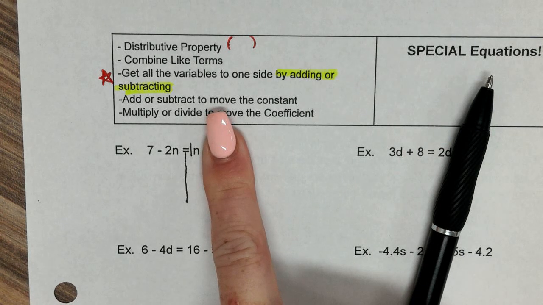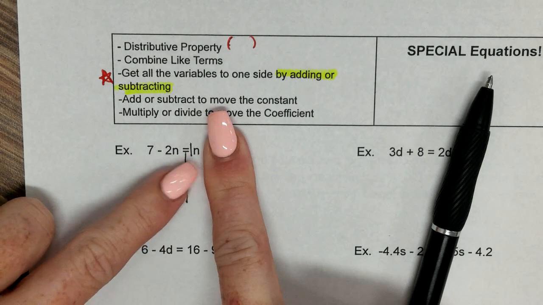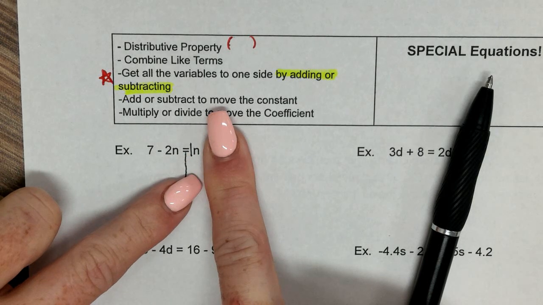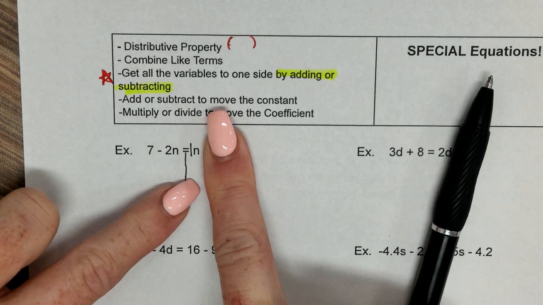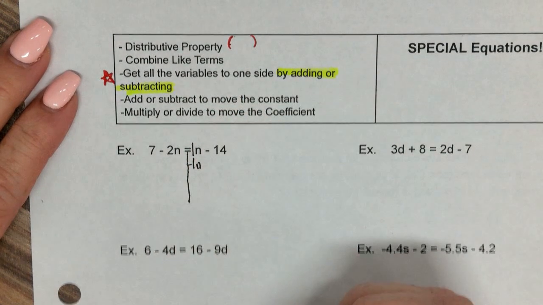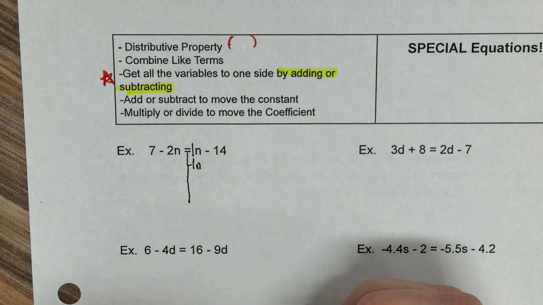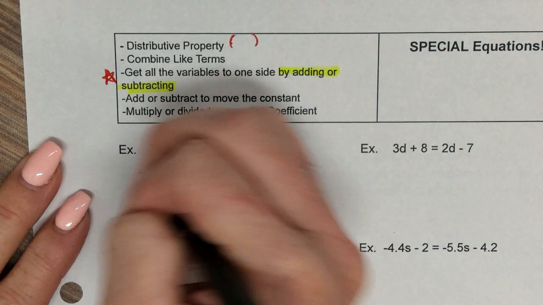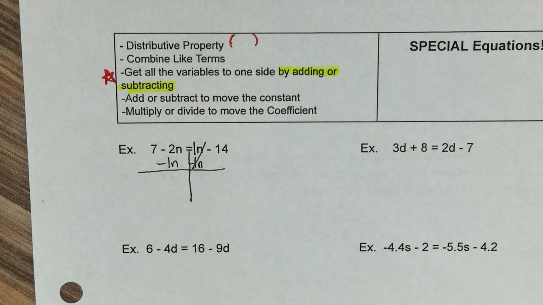If I add, I have 1n plus 1n, which is now 2n. Did I get rid of it over here? No. So if I subtract, did I zero it out on the right? Yes. So I'm going to subtract 1n on the right. But whatever I do to the right, I have to do to the left. This zeroes out. Do y'all agree? Now I'm just going to simplify before I move on.